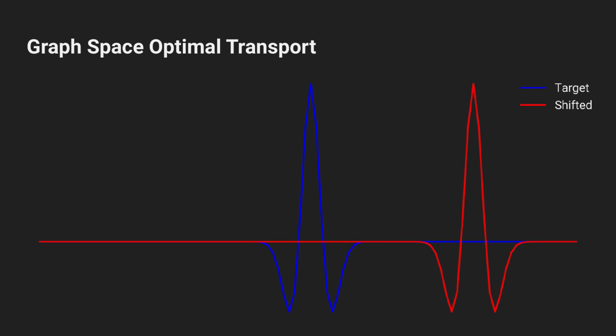To see the difference between graph space optimal transport and the conventional squared L2 norm, we'll first look at the value of these two objective functions as the shift between the signals that they're comparing changes.